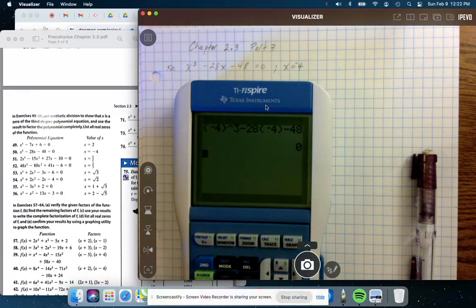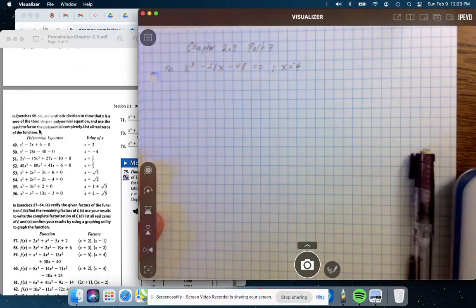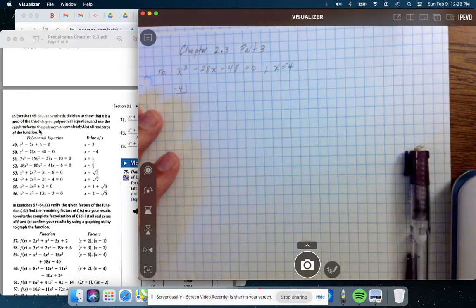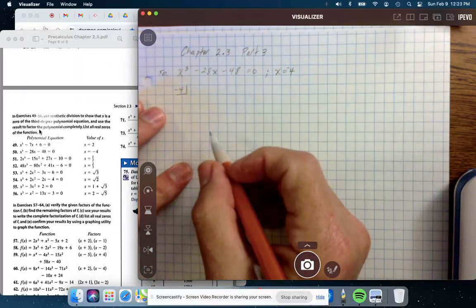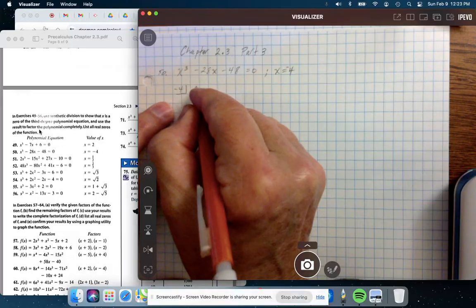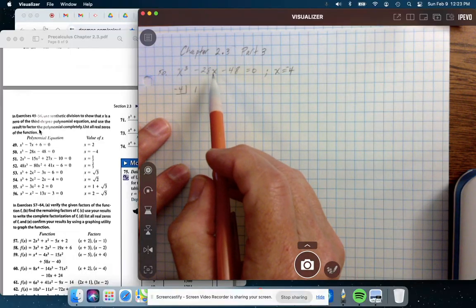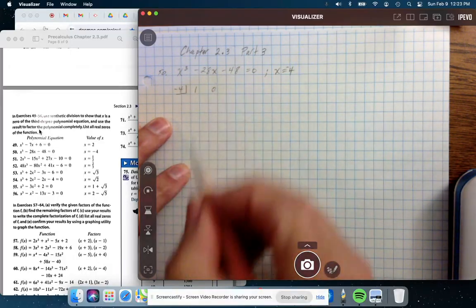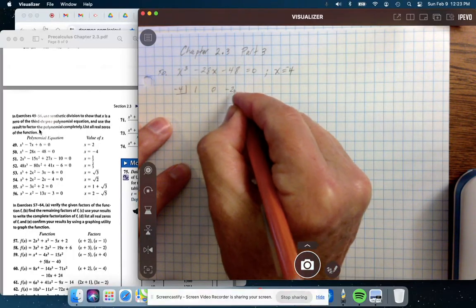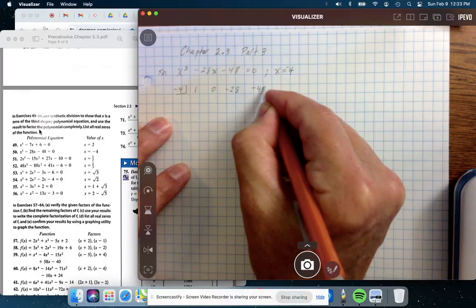But it says use synthetic division to show that it's a 0, which means when I do synthetic division with negative 4 in the box, we set up our numbers using our coefficients. So the coefficient of x cubed is 1. There isn't an x squared, so I need a 0 for that. The next term down would be negative 28, and then finally negative 48.